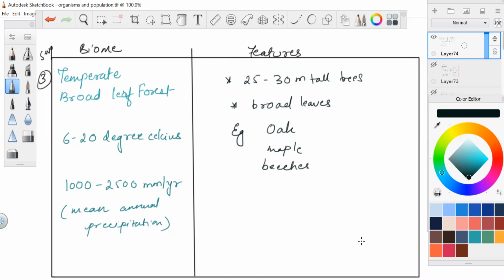Done, all of you? Next, we will see temperate narrow leaf forest, also known as coniferous or taiga forest.